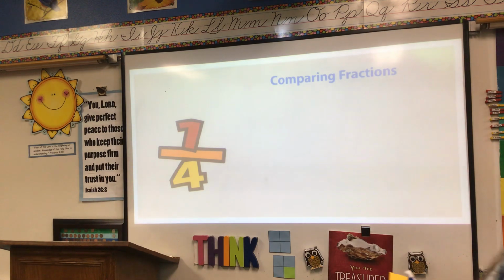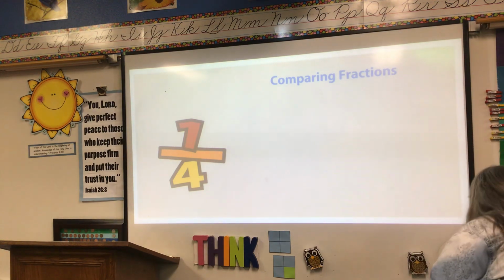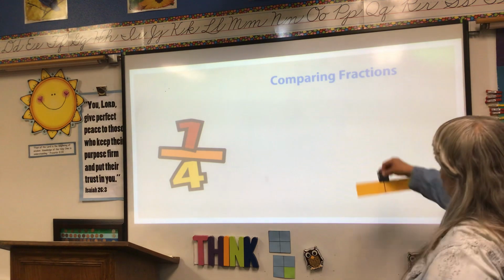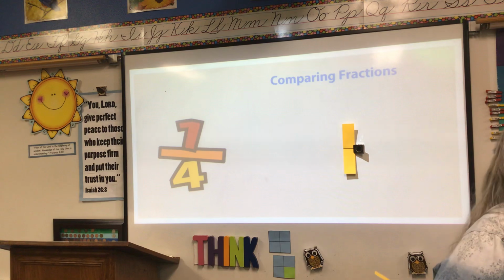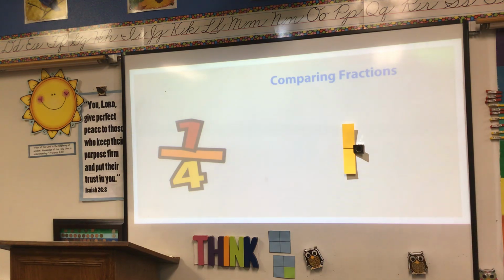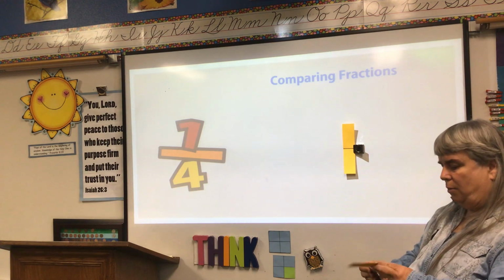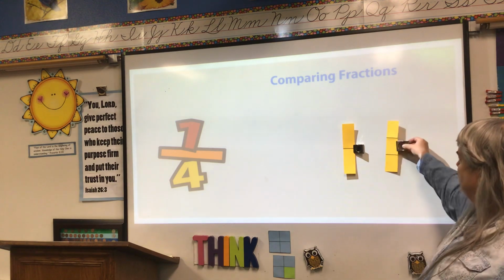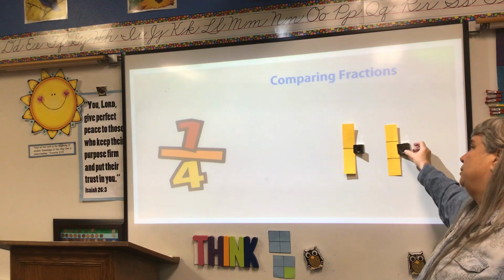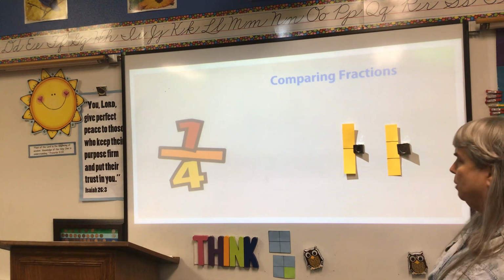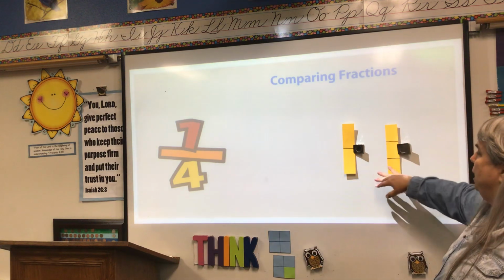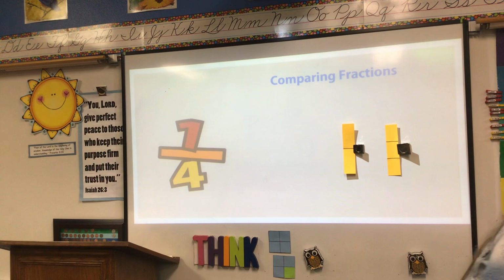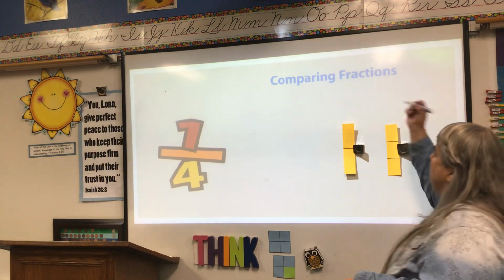What I have here is 2 strips of paper that are the same size. One is split into 2 equal parts, right? But the other one is split into 3 equal parts. So in this situation, and just forget about that 1/4 over there, we're comparing 1/2 with 1/3. So the question is, which is bigger?